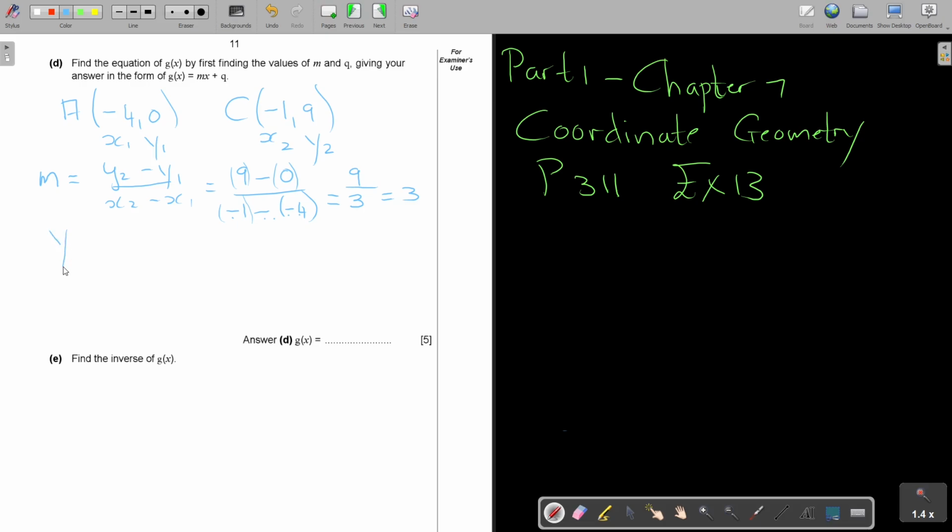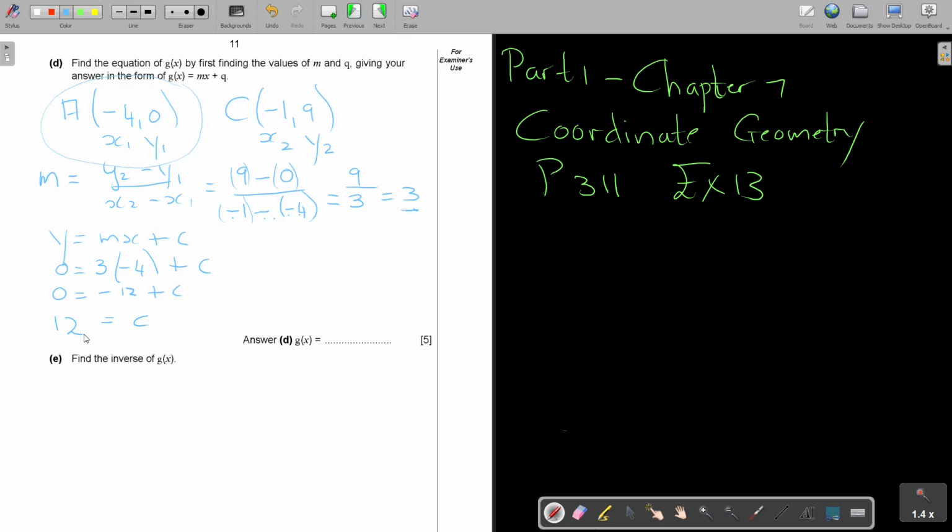So I write y equals mx plus c. Now, I will substitute 1 point in as well as the value of m. So in the place of y, I will put 0. In the place of m, I will put 3. And in the place of x, I will put -4. And I'm looking for c. So it's going to be 0 equals -12 plus c, and the value of c is going to be 12.